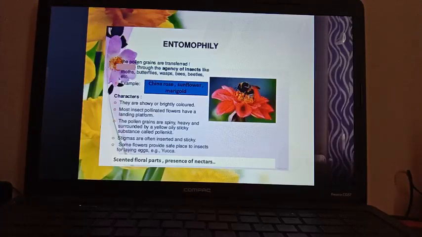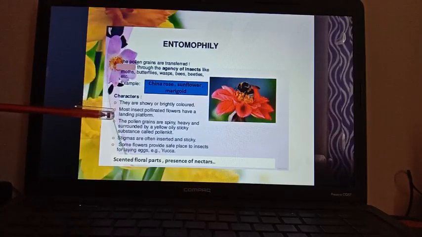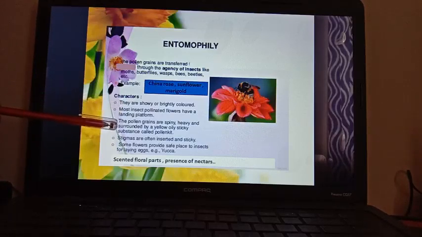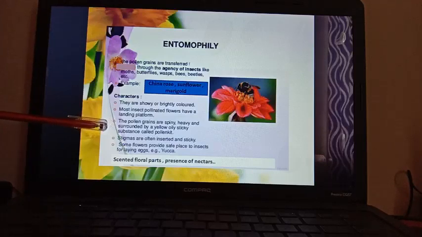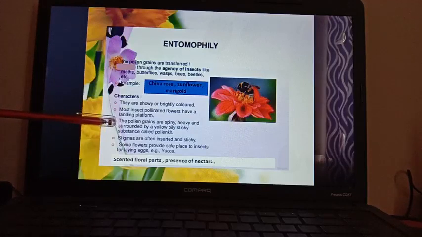Now what are the characteristics of entomophilous or insect pollinated flowers? First and foremost, they should be showy and brightly colored, because this attracts the insects towards the flower. Most insect pollinated flowers have a landing platform where the insect can sit. The pollen grains are spiny, heavy and surrounded by a yellow oily sticky substance called pollen kit. The pollen should be sticky in nature so that it can easily stick to the insect's body.